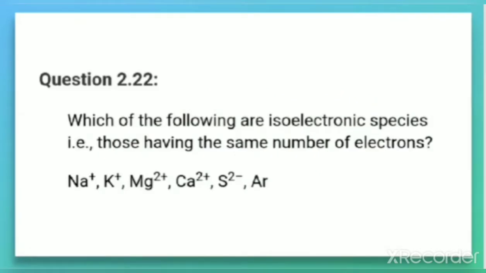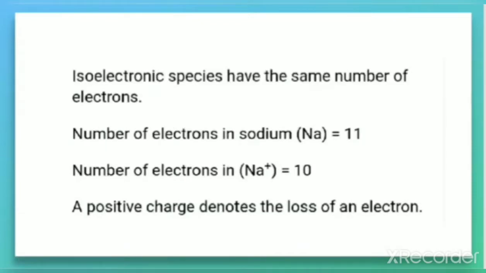Question number 22. Which of the following are isoelectronic species? That means those that have the same number of electrons. Here some ions and one atom are given: sodium ion, potassium ion, magnesium ion, calcium ion, then sulfide ion and argon. We need to find out from these which ones are isoelectronic. Isoelectronic species have the same number of electrons, as we discussed in the definition.